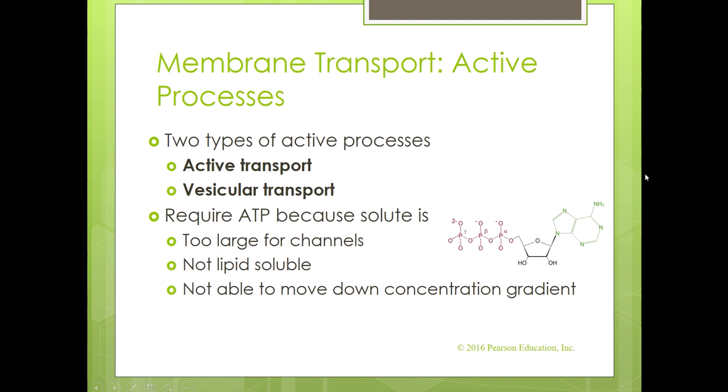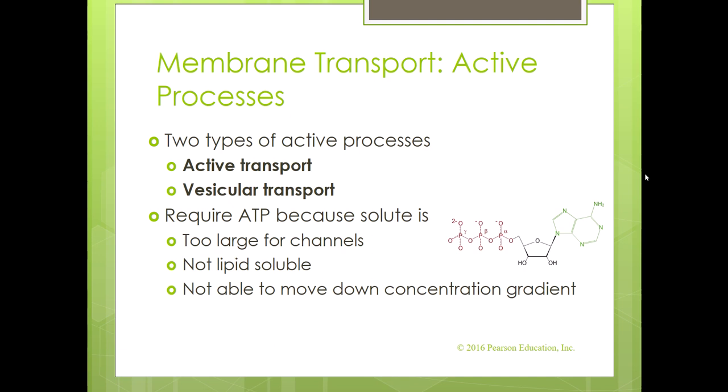So in class, we talked about passive transport processes, how we can move things into or out of our cells without using energy. Well, we have two types of active transport processes. One of them is just called active transport. It uses things called basically solute pumps, and the other one is vesicular transport, which basically uses little sacs called a vesicle. And we're going to talk about both types.